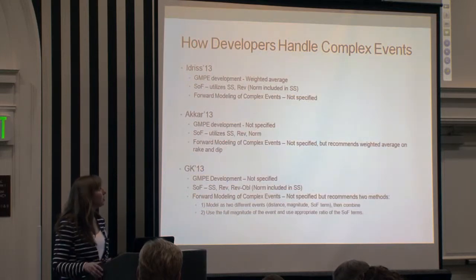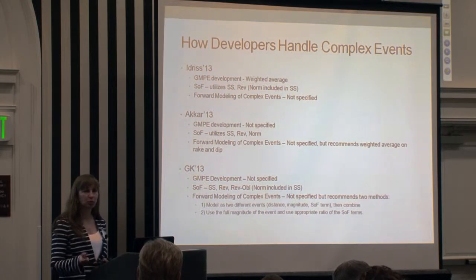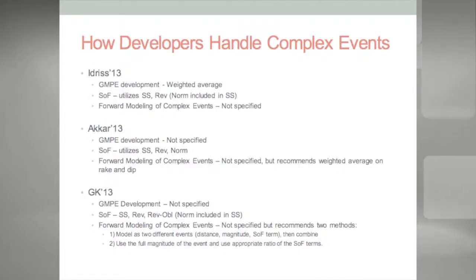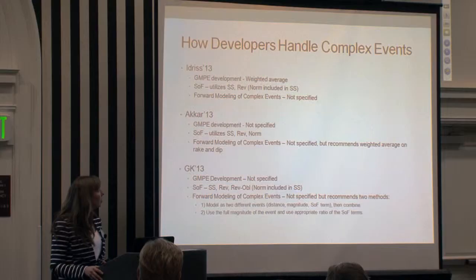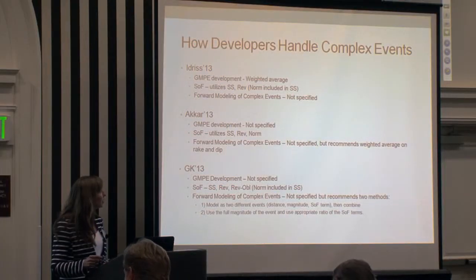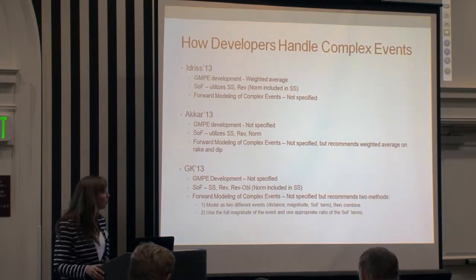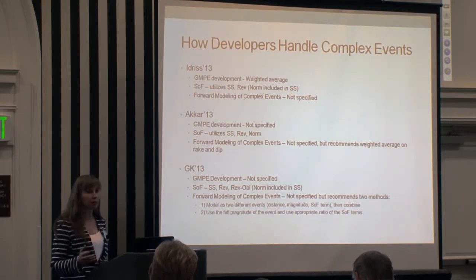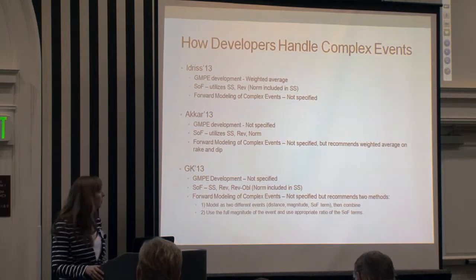For Idriss, he used the weighted average. He only uses strike slip and reverse. He lumps normal into strike slip, and there's no mention of oblique. And how to forward model a complex event was not specified, and I didn't get a chance to ask him. For Abrahamson, it's not specified in the paper how it was developed for complex events. But they utilize strike slip, reverse, and normal. And in speaking with them, it's not specified within the paper, but he's recommending the weighted average on the rake and the dip, similar to the other developers.